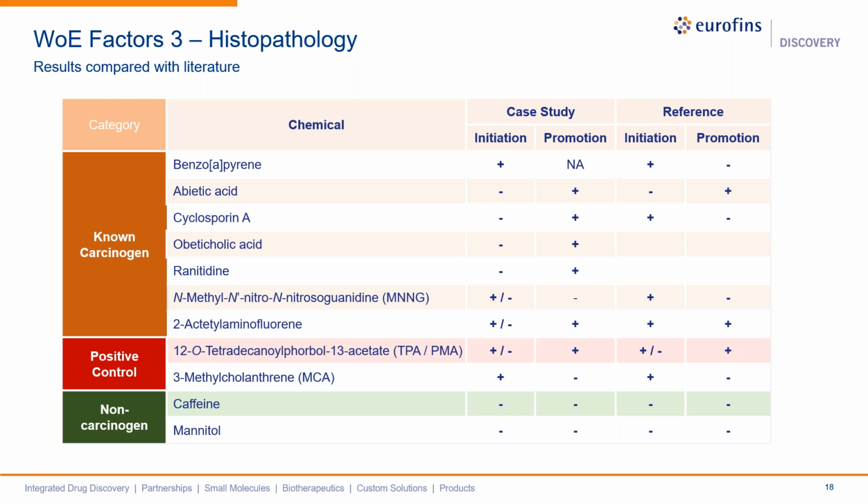And in the green row, caffeine and mannitol are the negative controls, consistently showing no carcinogenic activity across all evaluations. These results validate the AI-assisted cell transformation assay as a reliable method for objectively assessing carcinogenic potential through both initiation and promotion stages. We will keep improving this assay protocol to make it more robust and scientifically convincing. Next slide, please.